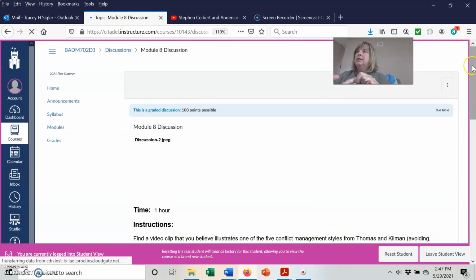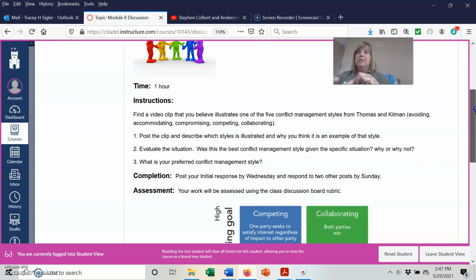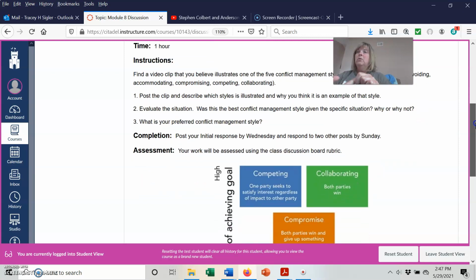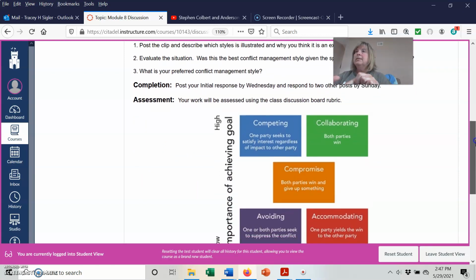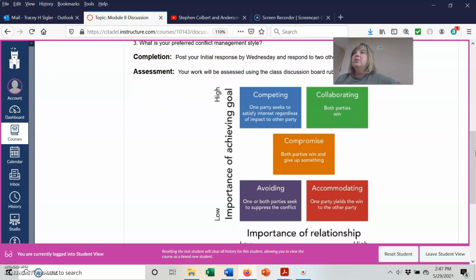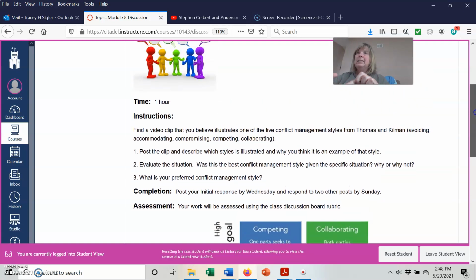Your discussion this time around is based on the conflict management styles. One of the readings will talk to you about Thomas Kilmann's 5 ways to approach or manage conflict. There's no right or wrong way to manage conflict. The best style depends on the specific situation that you're in. So here are the 5 choices.